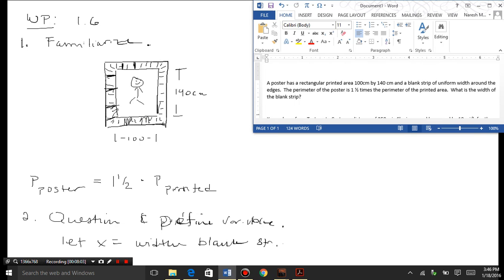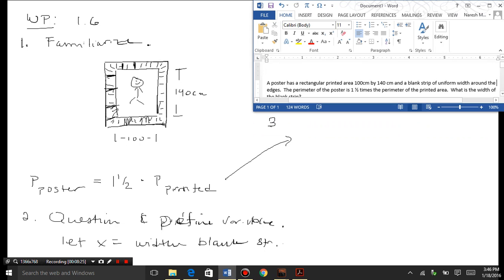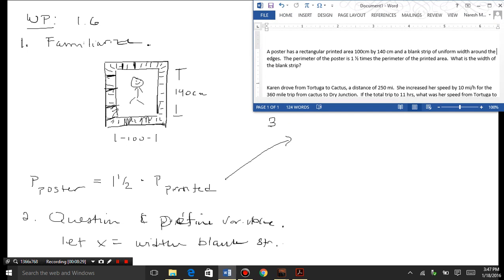So now this brings us to step 3, which is to pull as many mathematical equations out of this as we can. And I think we already got one really good one here. It says the perimeter of the poster is 1.5 times the perimeter of the printed area. So we're going to try to exploit this. Let me see if I can make this a little smaller so you can see what I'm writing here. Step 3. Maybe I can squish this up too. Hey, look at that.